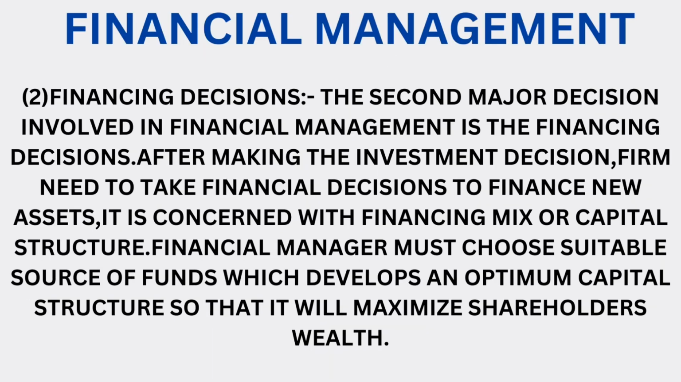Now on screen you can see the next decision, that is financing decision. The second major decision involved in financial management is the financing decision. After making the investment decision, the firm needs to take a financial decision to finance the new asset. It is concerned with financing mix or capital structure. The financial manager must choose a suitable source of fund which develops an optimum capital structure so that it will maximize shareholders' wealth.